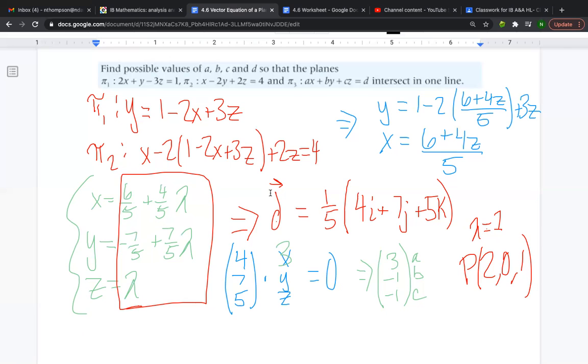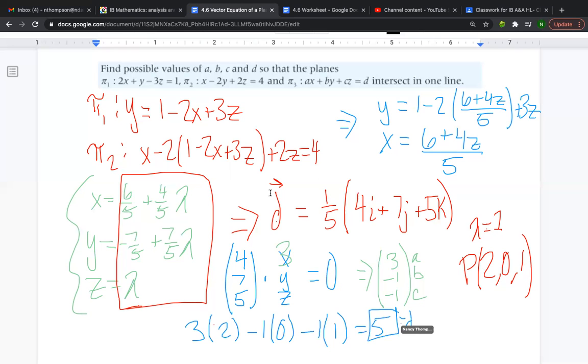Okay, so now from here, what I'm going to do is use that point and plug it into my normal vector, sorry, excuse me, into the plane. So I'm going to plug it into the plane. I should have 3 as my a value times x, in this case 2, minus -1 times 0, and -1 times 1 should be equal to d. So this is my d value now.